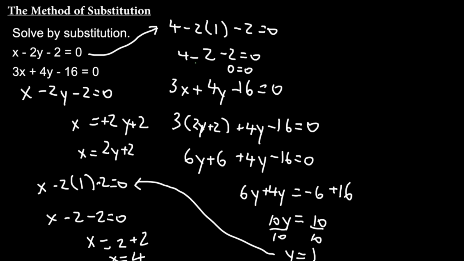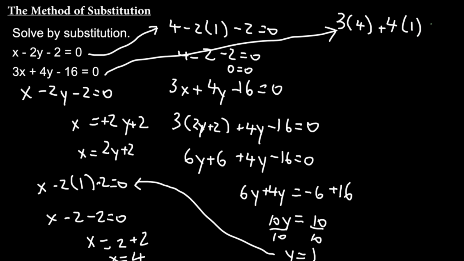Now to test our second equation, we have 3x, but x is now 4, plus 4y, but y is positive 1, minus 16 equals 0. 3 times 4, 12, plus 4 times 1, 4, minus 16 equals 0. 12 plus 4, 16 minus 16 equals 0. 16 minus 16, 0 equals 0.